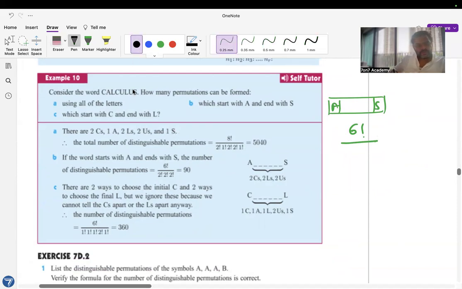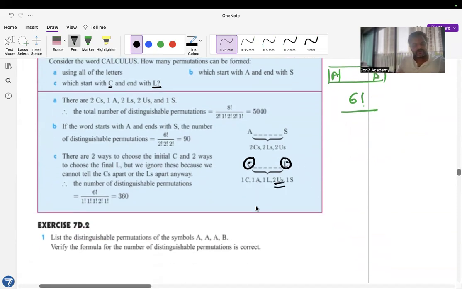So now see, they said start with C and end with L. So repetition is now not there because you have fixed one C position, one L position. So only one repeating letter is there, that is U. So you have to do that factorial divided by U's factorial.